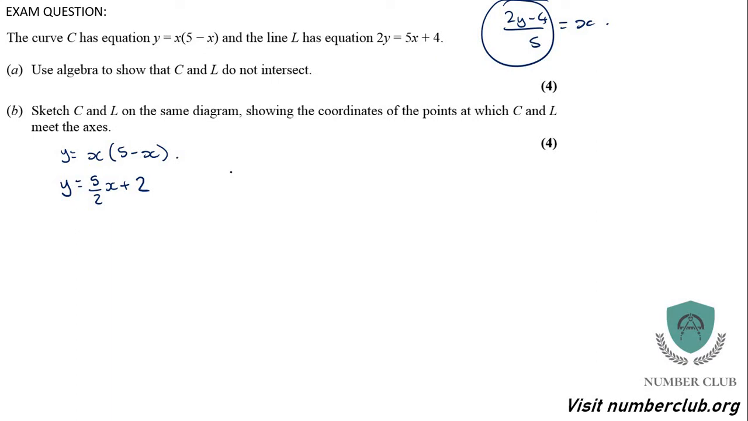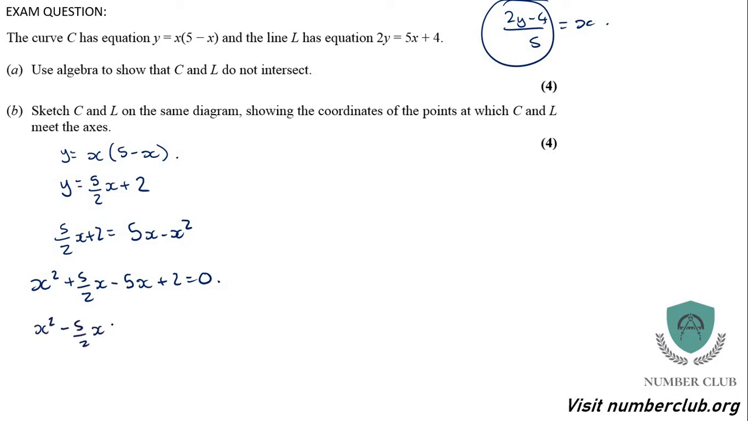So we've got 5 over 2x plus 2 equals 5x minus x squared. That will mean x squared plus 5 over 2x minus 5x plus 2 equals 0. I've moved this over from negative to positive, and this over from positive to negative. We'll get x squared minus 5 over 2x plus 2 equals 0.